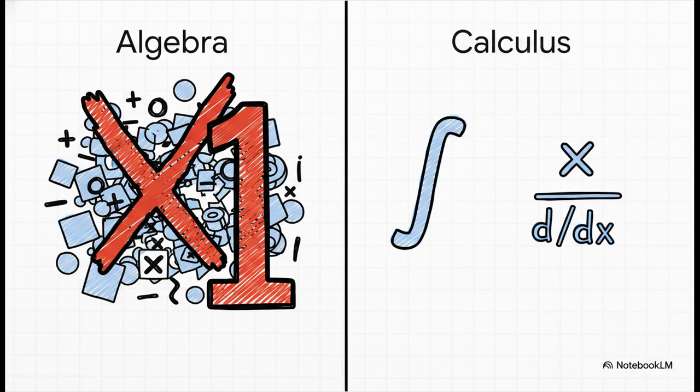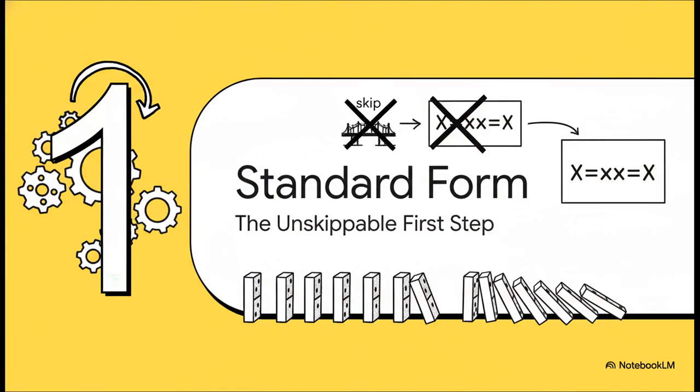You know what it is? The most common mistake has nothing to do with calculus at all. It's algebra. It happens right at the very beginning, before you've even thought about taking a single derivative or integral. It's a fundamental slip-up, and it's exactly why the first step of our blueprint is also the most important one. And that brings us to the absolute bedrock of this whole process, the unskippable first step.